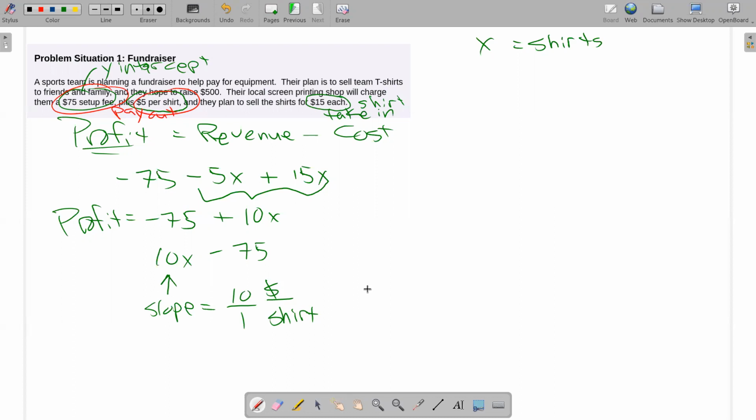So that's the money I make. And then the y-intercept is if I sell no shirts, I lose $75, right? So 0 shirts, I don't make any, I just have to pay that setup fee, then I lose that much money right there. So this is my profit. And so we can use that equation to fill out that table and then answer those questions. So let's take a look at those.